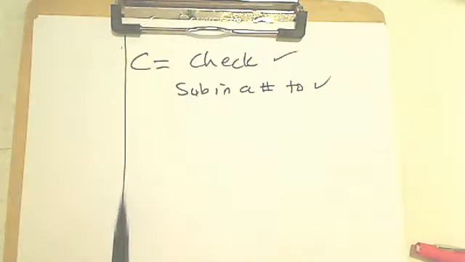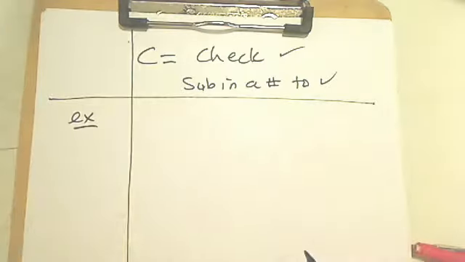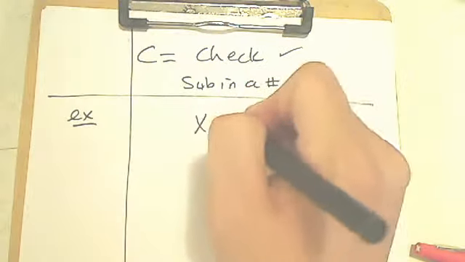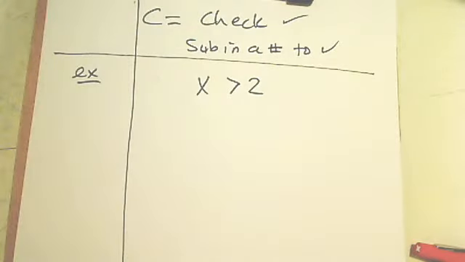Let's do the first example, and then everything will come together. Okay. Example 1. Let's keep it simple. X is greater than 2. Now, again, there are no equal signs in this chapter. They don't exist.